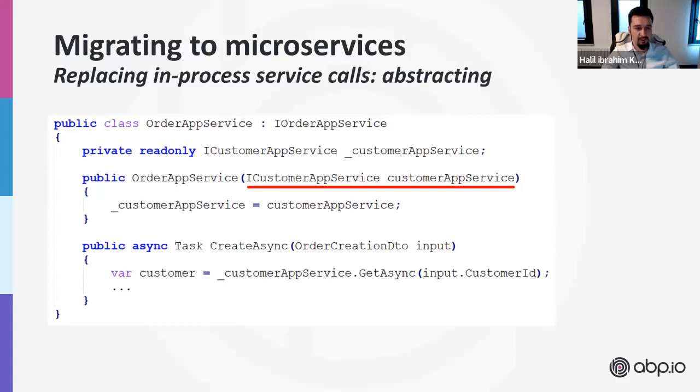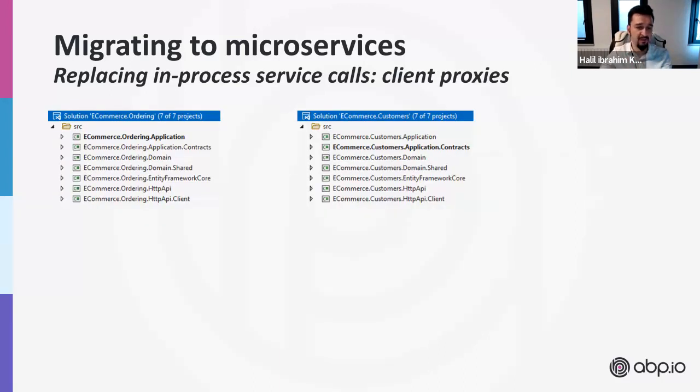Another thing we should do while migrating to microservices is replacing in-process service calls with REST API calls or some kind of inter-process or inter-machine communication technique. When we use service interfaces and design our application as layered, as I explained before, all we need to change is some packages while migrating.